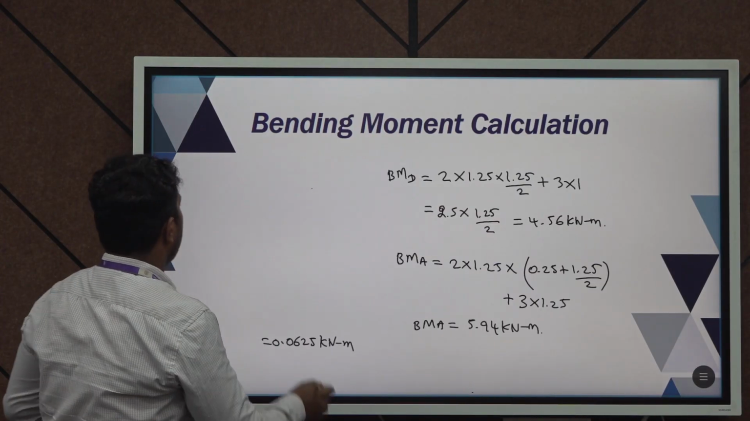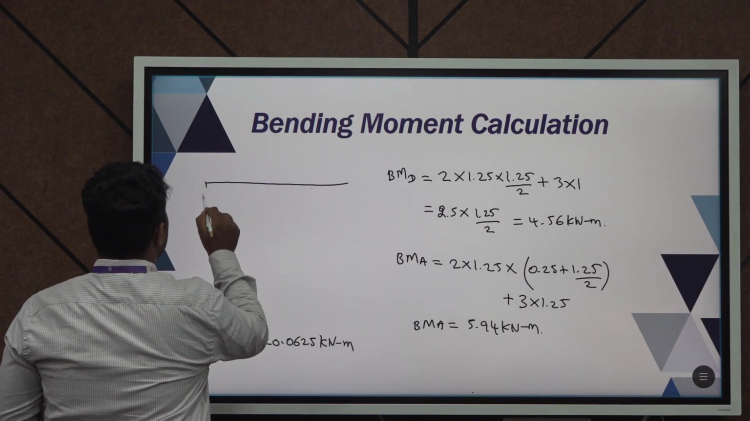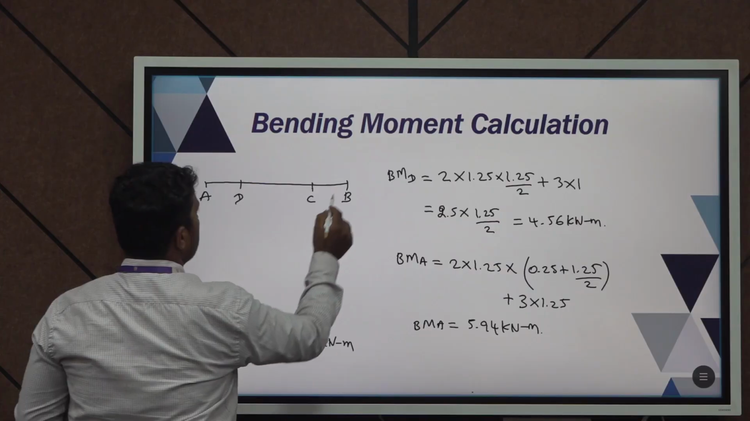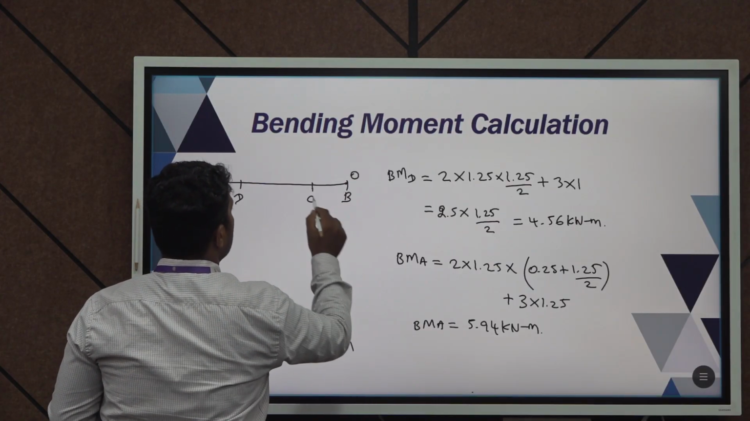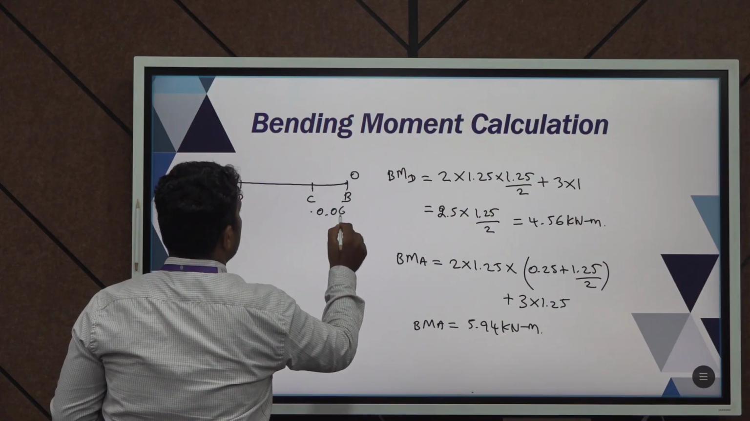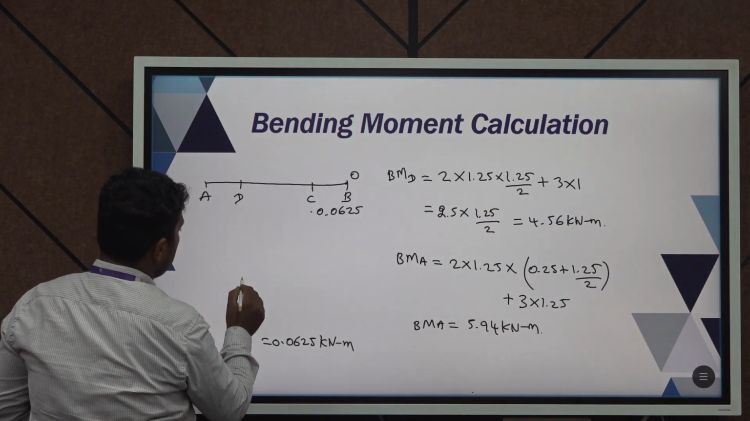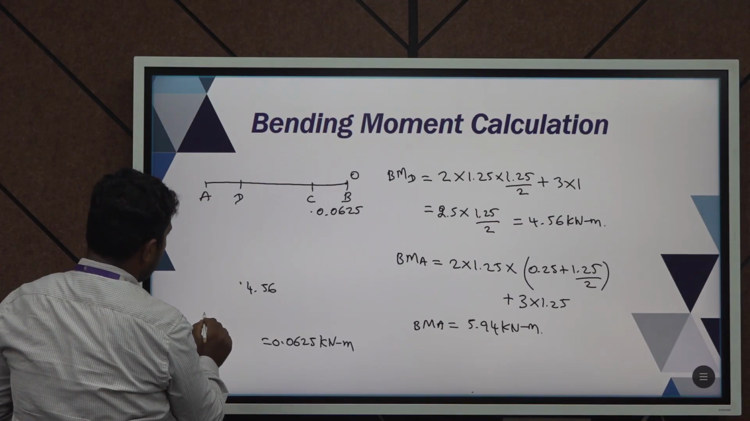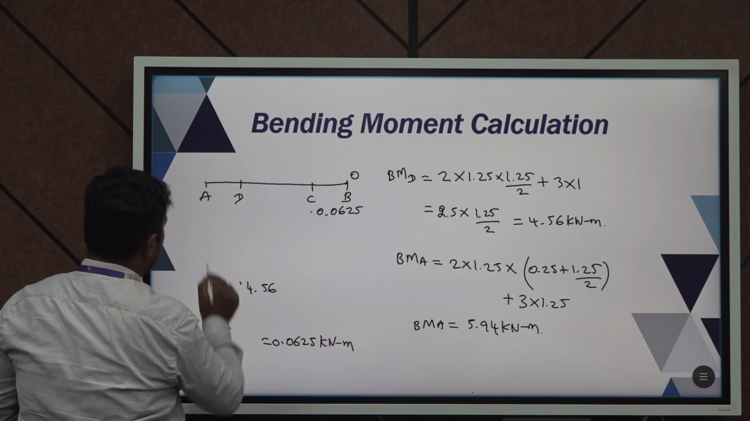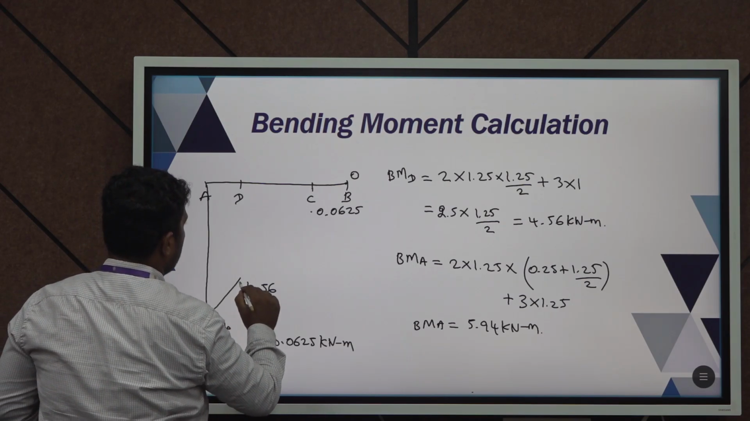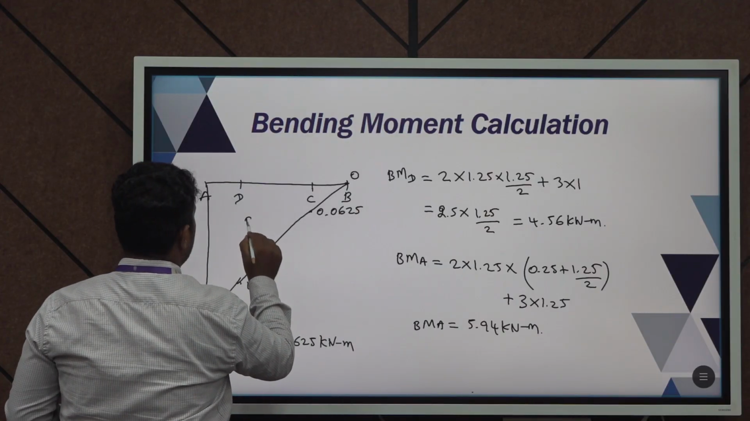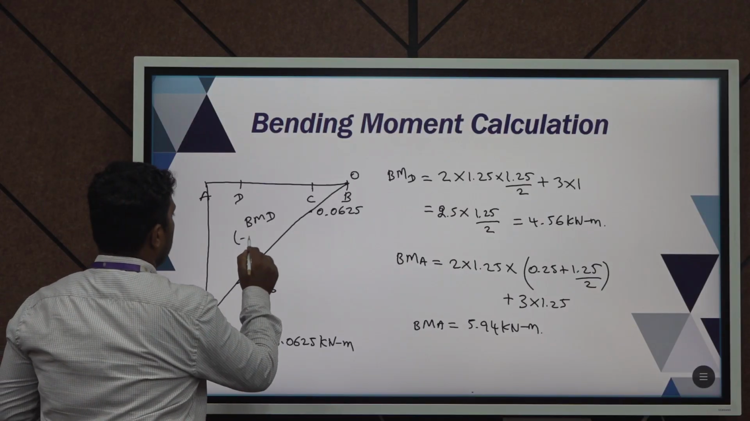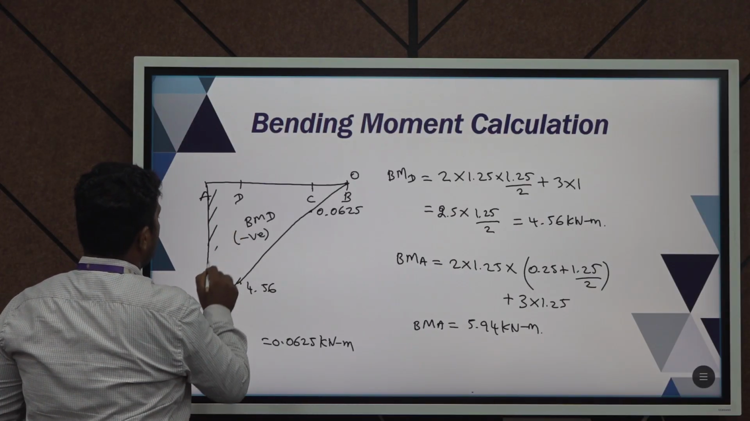Normally, we draw the bending moment diagram in the negative direction. Point A, point B, point C, point D. So, bending moment at point B is 0, at point C 0.0625, at point D 4.56, at point A 5.94. This is the bending moment diagram for the given problem.